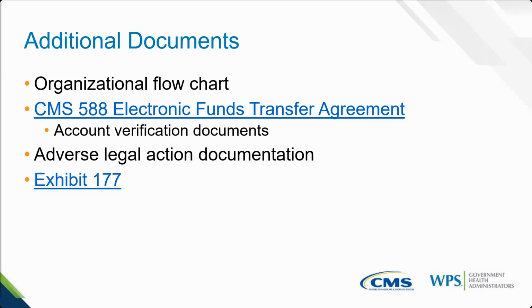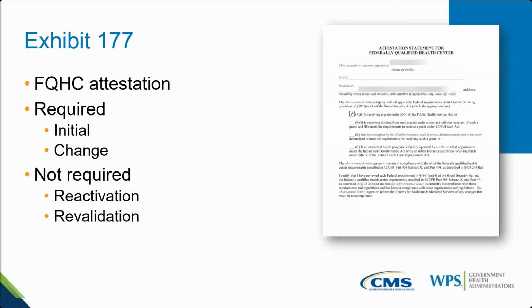And then Exhibit 177, and I have included a link here for you to that form as I mentioned before. This is the self-attestation that the FQHC meets Medicare requirements. So let's take a look at that. This is a copy of the form, and as I said, an attestation of why you qualify as an FQHC. So you'll check the box.